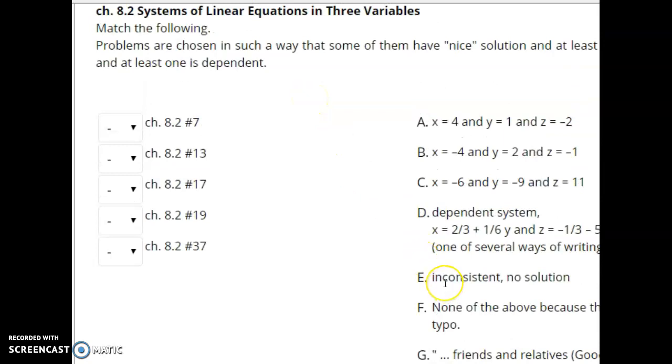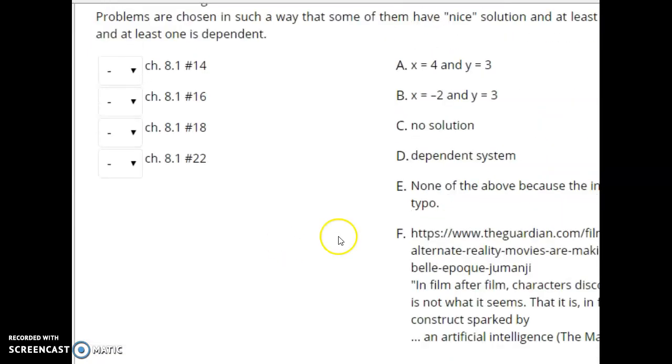Notice also that here, as well as in the last problem, I chose that you have some solutions for the matrix or for the linear equations, and that you also have a dependent system, and that you have a no solution as well. Notice I have that on this one here as well, no solution and dependent system.